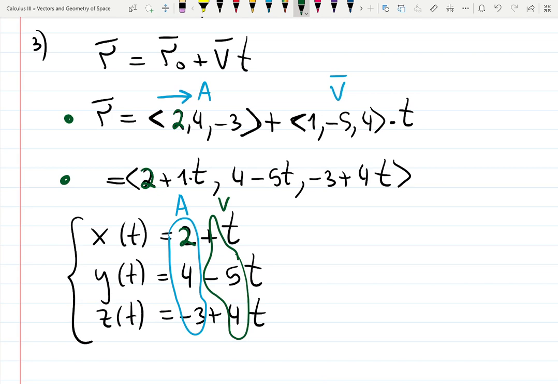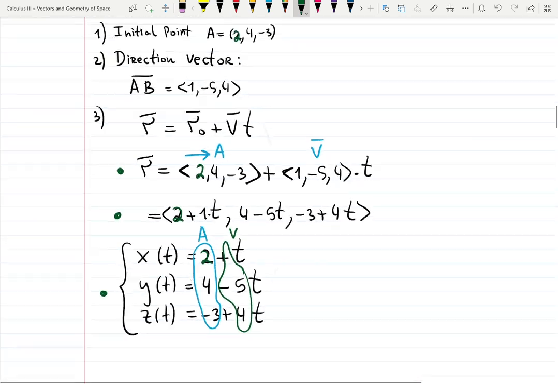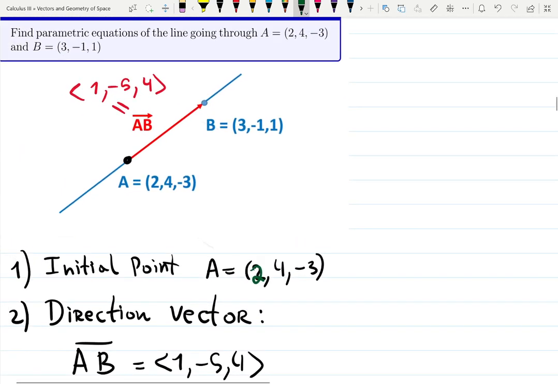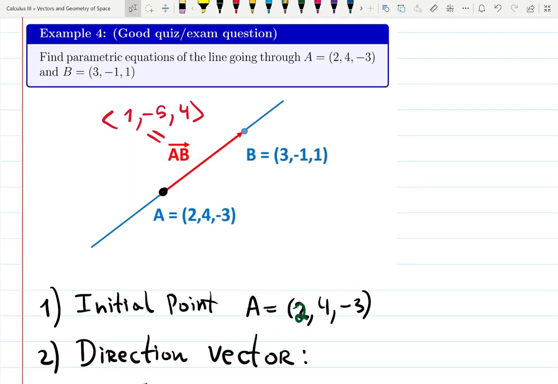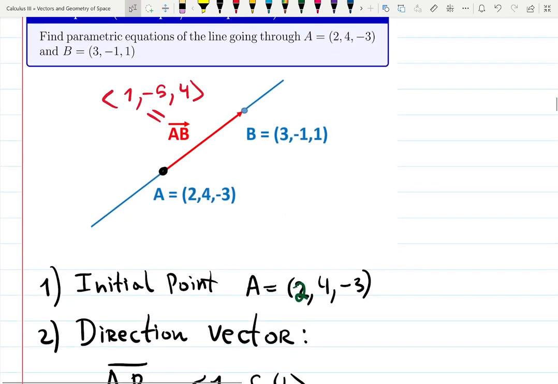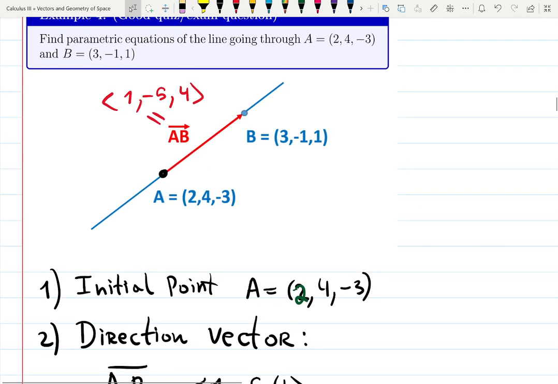So if we use B instead of A, would it look the same? Exactly. That's a good question. If they tell you to move directionally there, then you have to choose carefully from where to where you're going. But if we're describing the line, then you can choose any point. So it would have been 3 plus t, and then minus 1 minus 5t, and then 1 plus 4t. So it depends what they're asking.